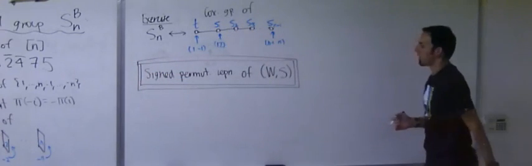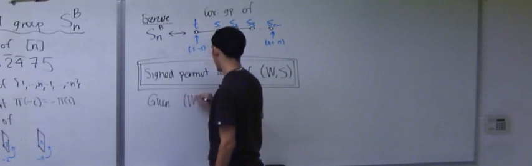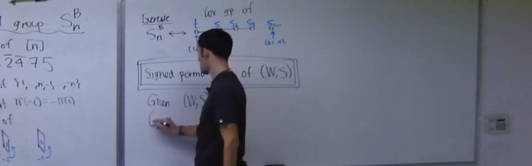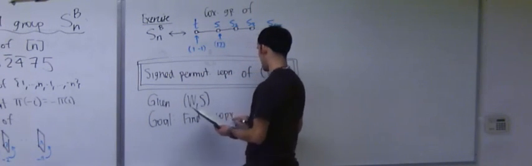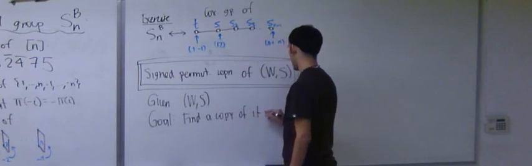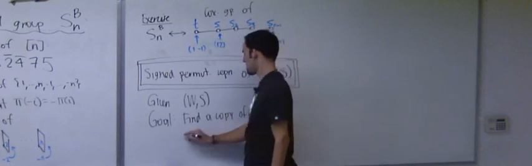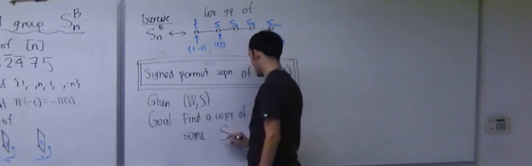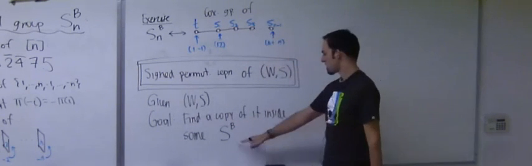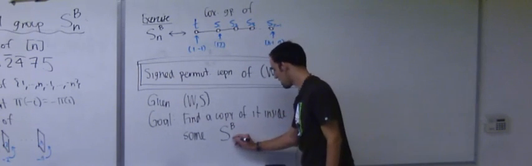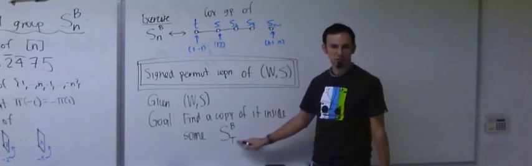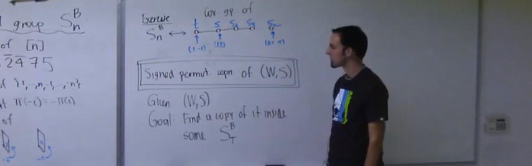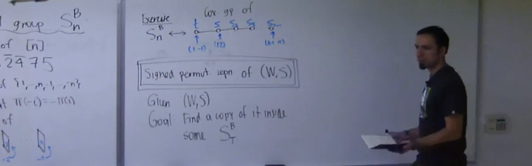Okay? So again, given W, S, my goal is to find a copy of it inside some hyperoctahedral group, which, let me just denote it by T. This is supposed to be some set, and we're just going to consider the sign permutations of that set. Okay. This is my goal for today.